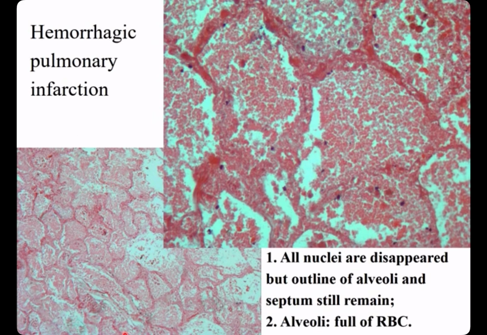Here is the infarct tissue. At high magnification, all nuclei disappeared, but the outline of alveoli and septum still remain. We call it coagulative necrosis. The alveoli are filled with red blood cells because of hemorrhage.